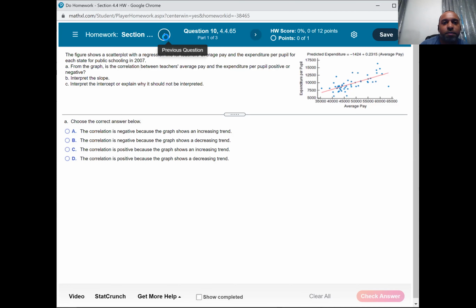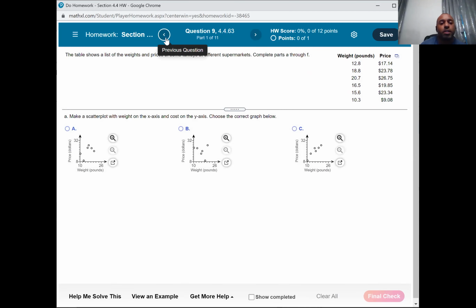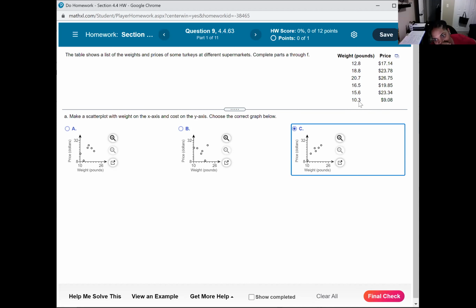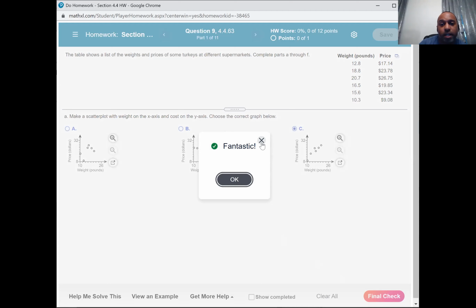All right, so 11 is a little different. So let's go back to 9, make sure we're clear on this. With 9, you're looking at scatter points and you want to graph these points to the best of your ability. Now 10.3 is that first point. Notice neither one of these is close, so only one is going to actually work. That should be C, because 10.3 and 9.8, that's the only one that even comes close to that.